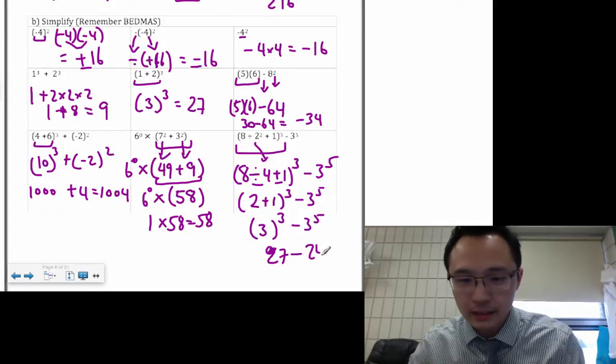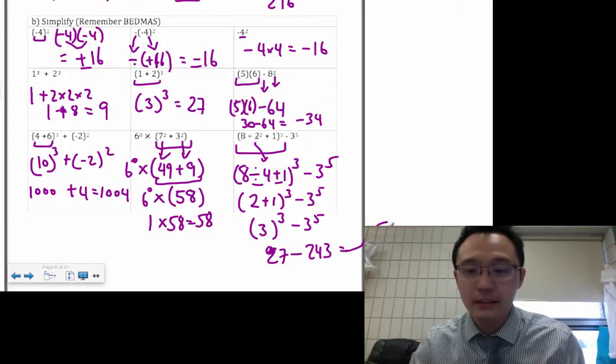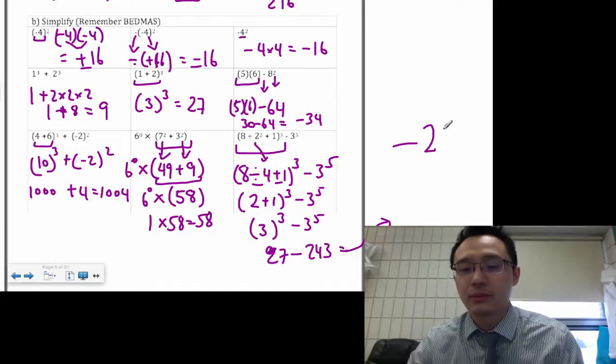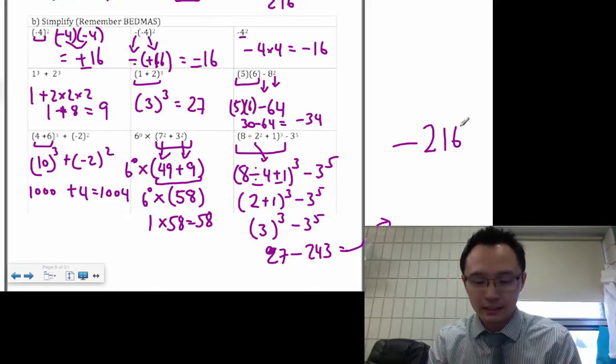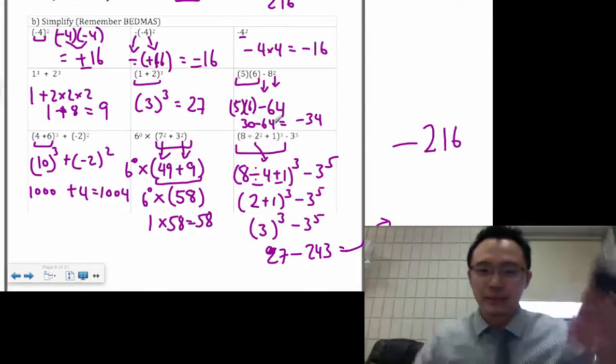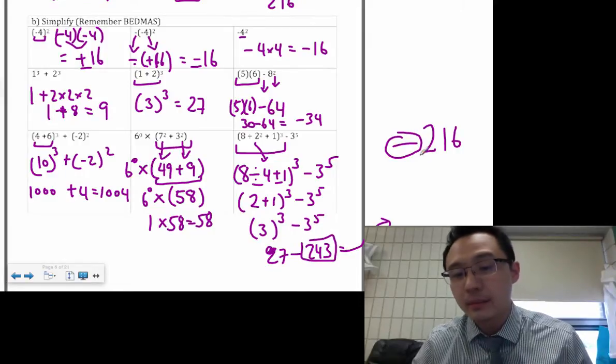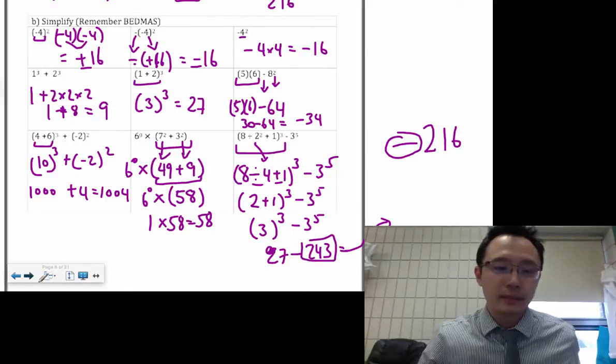243. And since they're subtracting, the final answer is negative 216. Am I right? Did I do that right? Oh yeah, in my head. This negative sign stays with it because it's with the bigger number, so you get the negative sign.